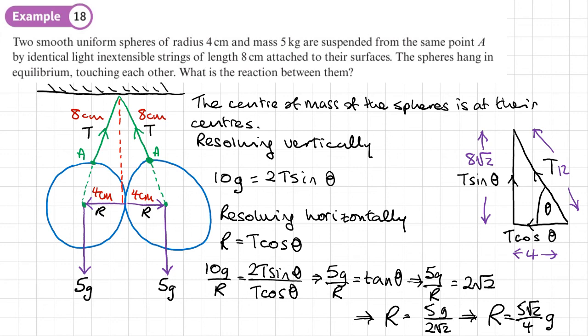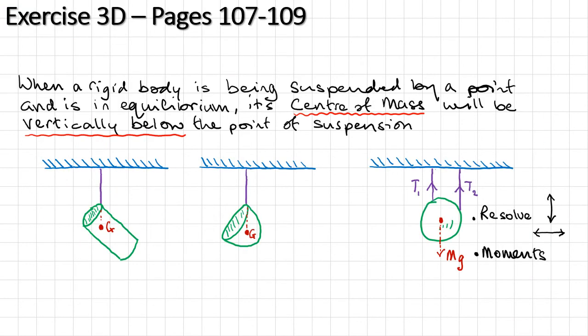Now we can leave our answer in terms of G, or we can round that to 3 significant figures. We times that by 9.8, and that gives us 17.3, I think, 17.324. So yeah, if you wanted to give it to 3 significant figures, 17.3 to 3 SF, and that's going to be newtons. So you should now be able to do exercise 3D on pages 107 to 109.